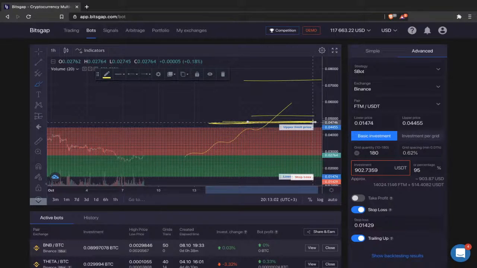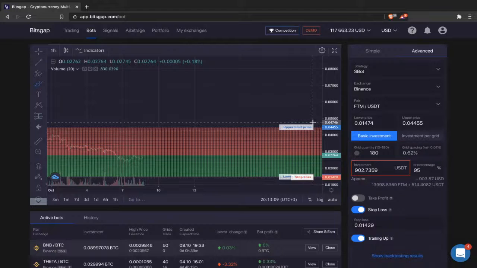So that's the idea of trailing up. If you have stop loss adopted with the trailing up, then they will move together in tandem. So that's the idea. So yeah, thanks a lot for your attention. I appreciate your feedback. Please.